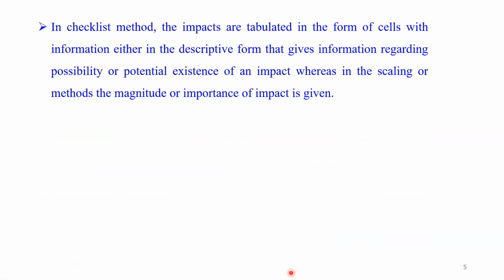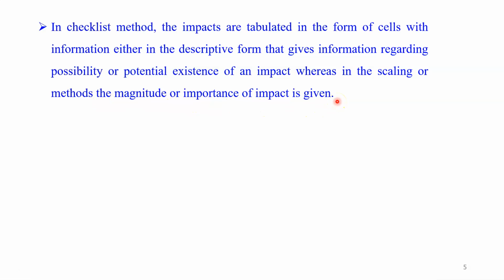Dear student, one other important thing when we carry out the checklist method for environmental impact assessment. In the checklist method, what we are doing is that the impacts are tabulated in the form of cells with the information either in the descriptive form that gives information regarding the possibility or the potential existence of an impact, whereas in the scaling method, the magnitude or the importance of the impact is given.